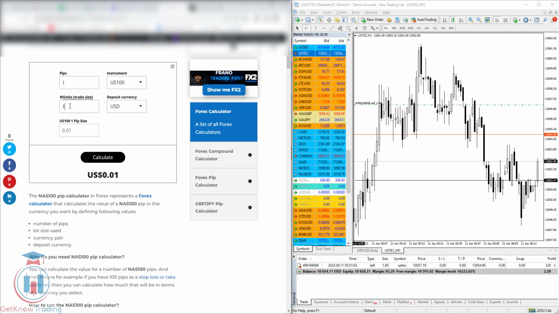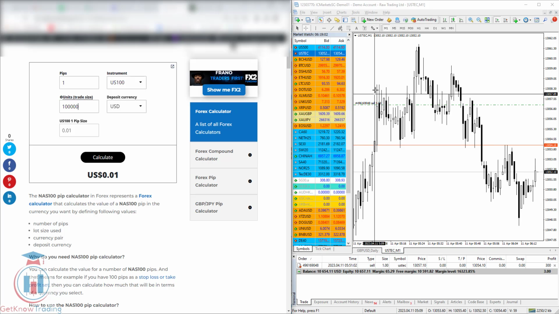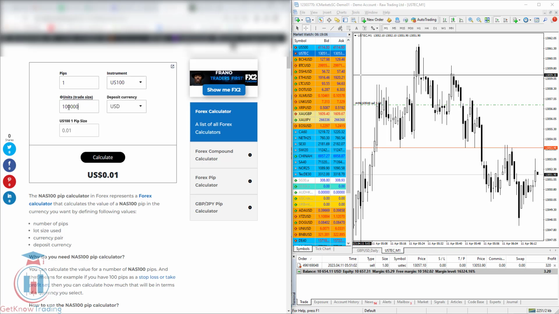For example, for the Euro USD, most of the time it is 100,000 units of base currency. So you would put here 100,000 when you calculate the pip. But in this case, my broker, which is IC Markets, defines that the contract size is 1 unit of a base currency. So I will leave this one. I will explain this point a little bit later, but let's continue.